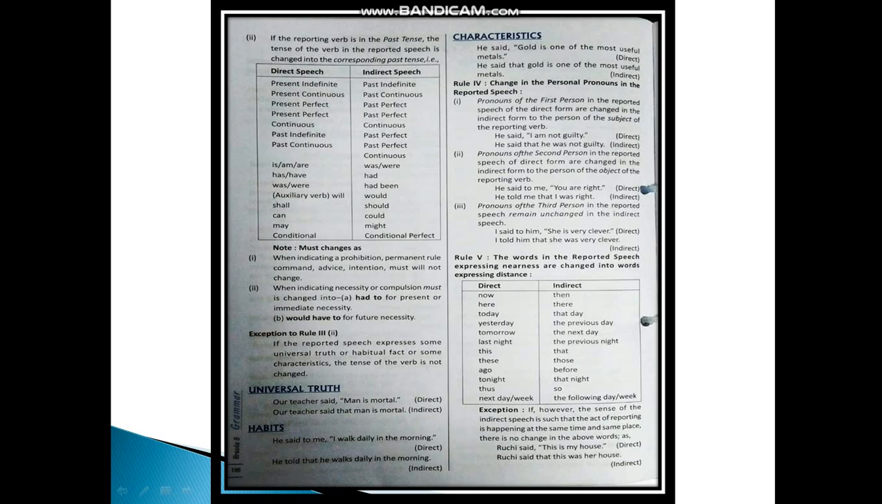Now characteristics. If you are depicting the characteristics of something, then also you won't change the tense of the reported speech. Like for example, he said, gold is one of the most useful metals. So that's again a characteristic of gold. So you won't change the tense here. He said that gold is one of the most useful metals. You won't write he said that gold was one of the most useful metals. So these things you have to make out yourself. You have to judge whether to change the tense or not.